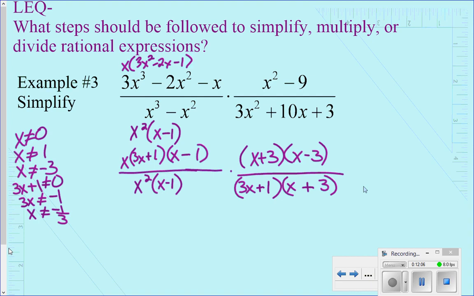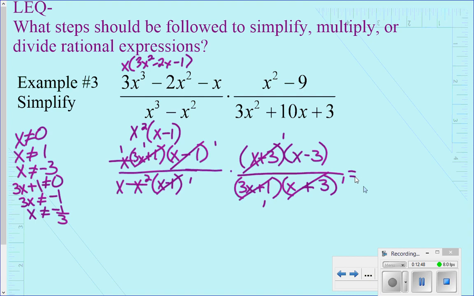Now we're ready to look at the numerator and denominator of each rational expression and see if there are any common factors, looking at each of the diagonals too. So I see x minus 1 over x minus 1. I see x over x squared again, so remember that's 1 over x. And now at the other rational expression, I see x plus 3 over x plus 3. Looks like that's it for each of the separate fractions. Now let me look at the diagonals. I see 3x plus 1 and 3x plus 1. And looks like that's it.